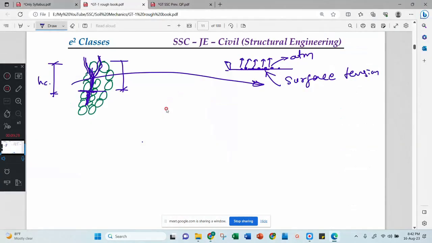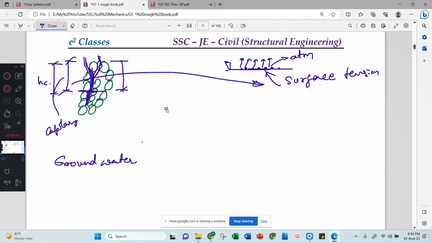Understood? Now this water from here to here, whatever water is there, this water is capillary water. This is capillary water. Then another name we have, that is groundwater.